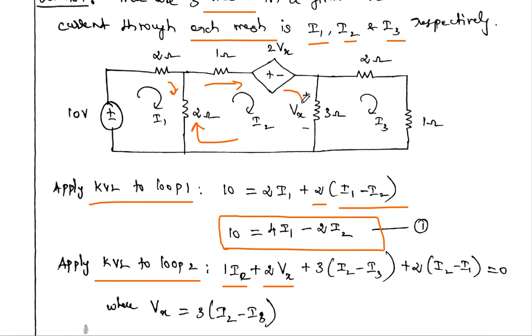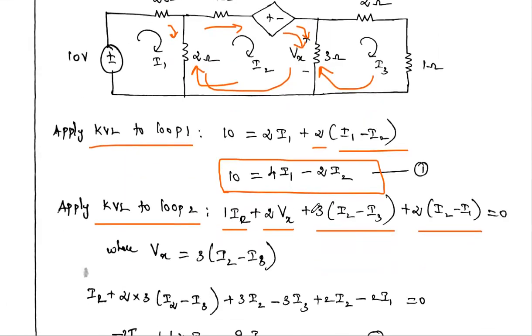Similarly, when we come here, the 3 ohm resistor. In the 3 ohm resistor, the current flowing in the second loop is I2, and here I3 is flowing. So I2 and I3 flow in opposite directions. That's why the voltage drop across the 3 ohm resistor we can write as 3 into (I2 minus I3). Then when we come here, the 2 ohm resistor, which is common for loop 2 and loop 1, we can write 2 into (I2 minus I1), equal to 0.